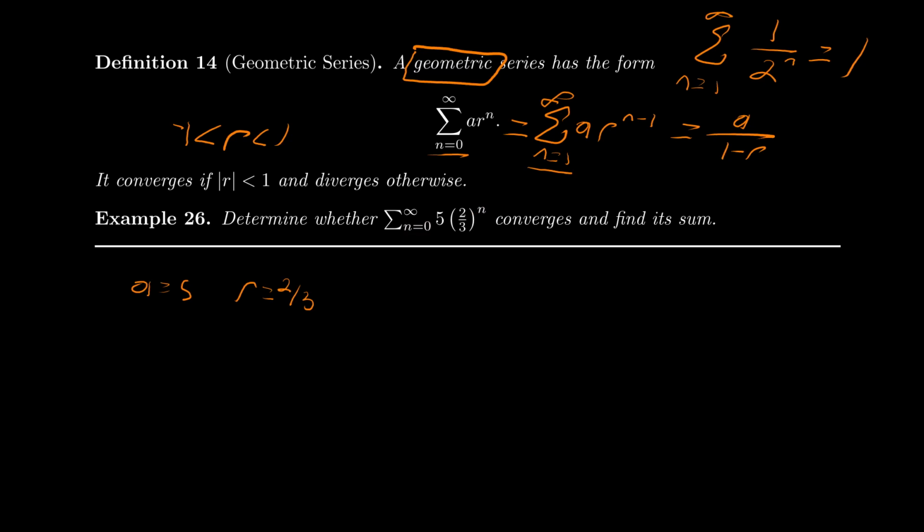Okay. And since that's the case, our question is: is 2/3 in absolute value less than 1? Yes, it is. Clearly it is. Okay, it's a proper fraction. Then its sum is going to be a over 1 minus r, which is just going to be 5 over 1 minus 2/3, which is 5 over 1/3, which is 15. So its sum is 15.